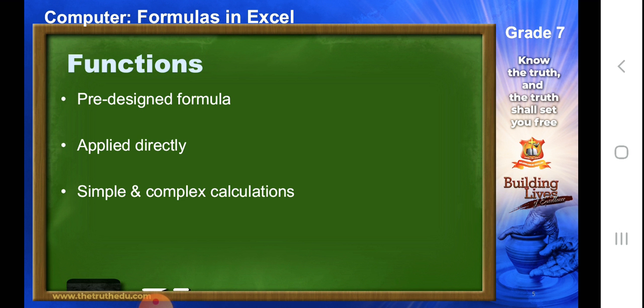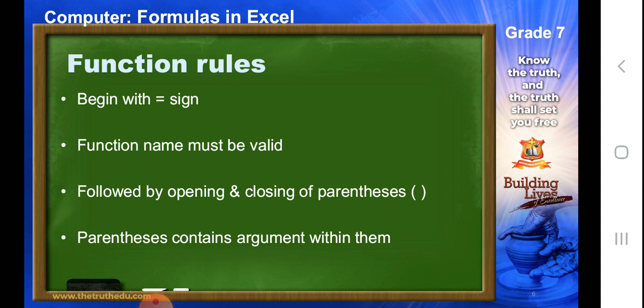Now next comes the functions. What are functions? Functions are pre-designed formulas in Excel that can be applied directly to perform both simple or complex calculations. So if I want to do a simple or a complex calculation, I will be using a function. Now what are the function rules? The function starts with an equal to sign. The function name must be valid. See, not all names you will find in functions, right?